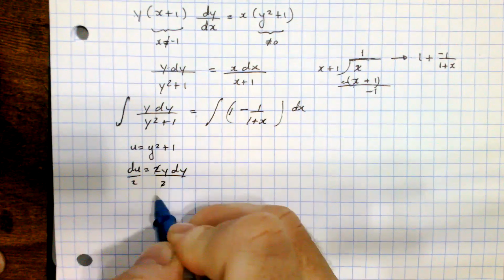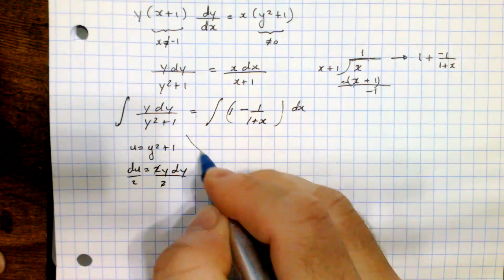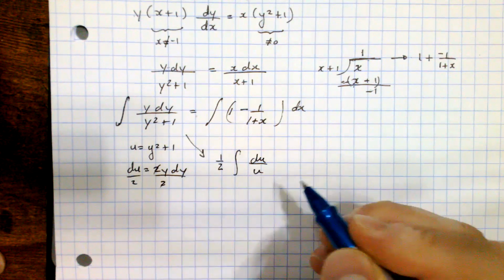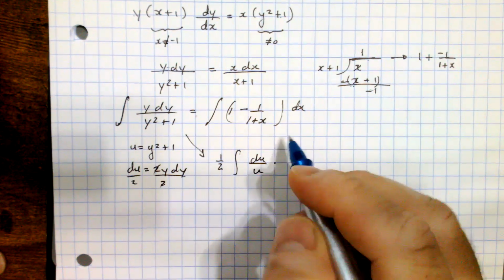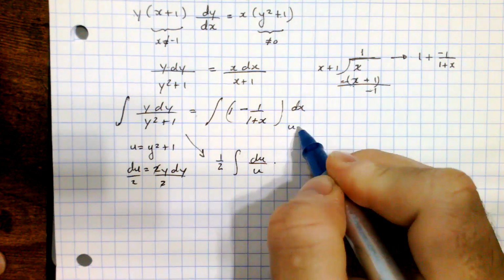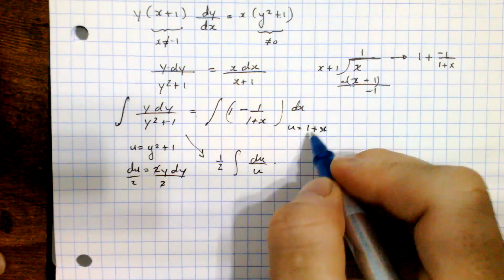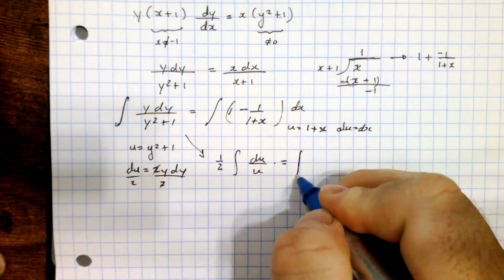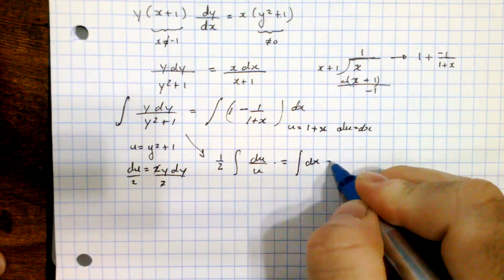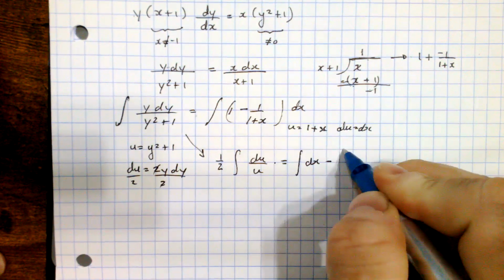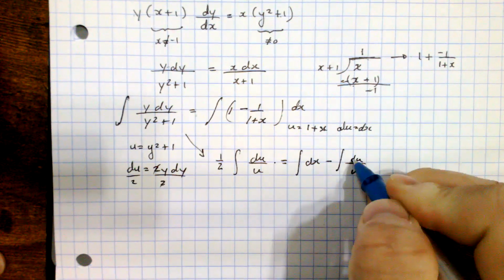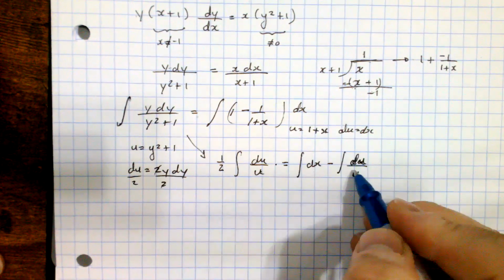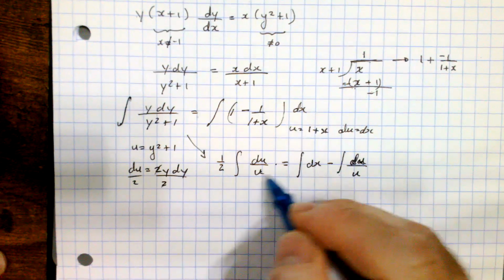And that will then give us 1/2 the integral of du over u. And likewise over here, I'm going to make a u sub of 1 plus x. So du is going to equal dx. This is equal to the integral of dx minus, distributing that dx in, minus the integral of du over u. I probably should have chosen a different letter than u, keeping those two separate. These are not the same.